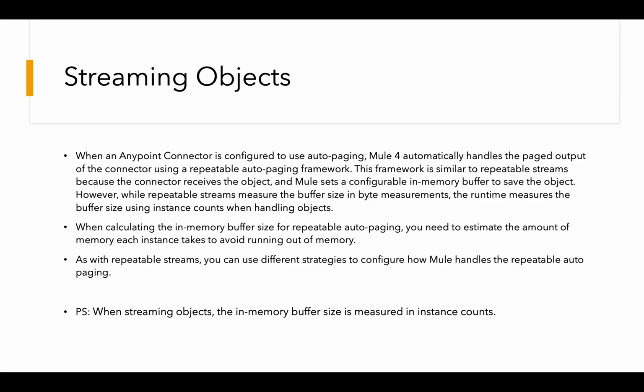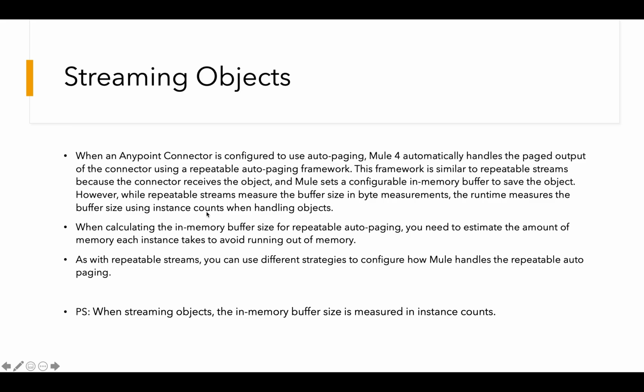Auto-paging means buffer in, check it out from the file storage, then bringing it out again. This framework is similar to the repeatable stream because the connector receives the object. Mule sets a configurable in-memory buffer to save the object. However, repeatable streams measure the buffer size in bytes. The runtime measures the buffer size using instance counts.